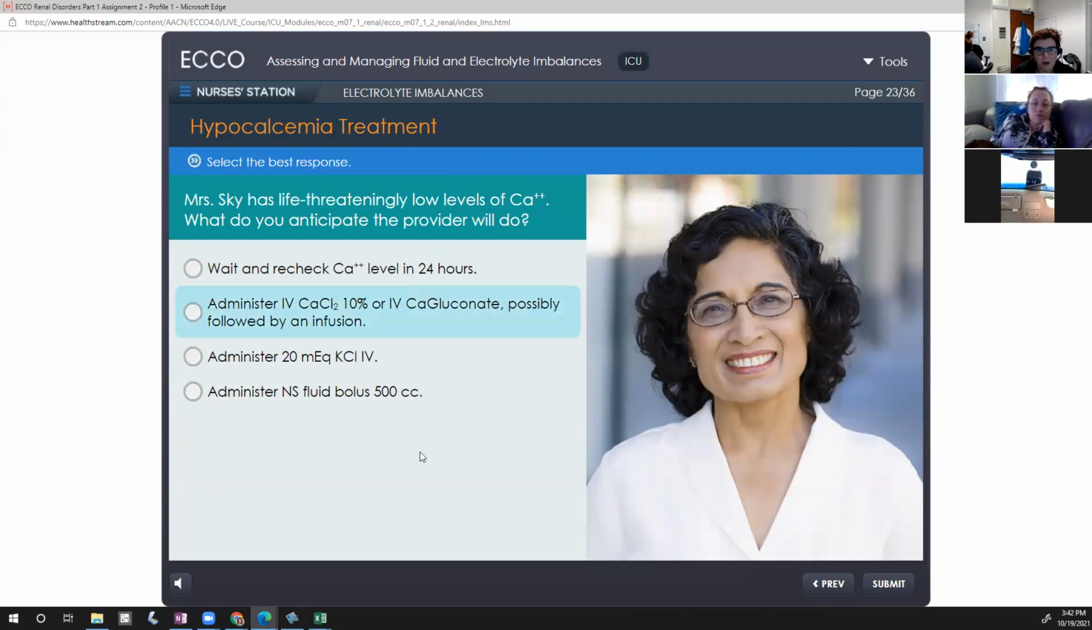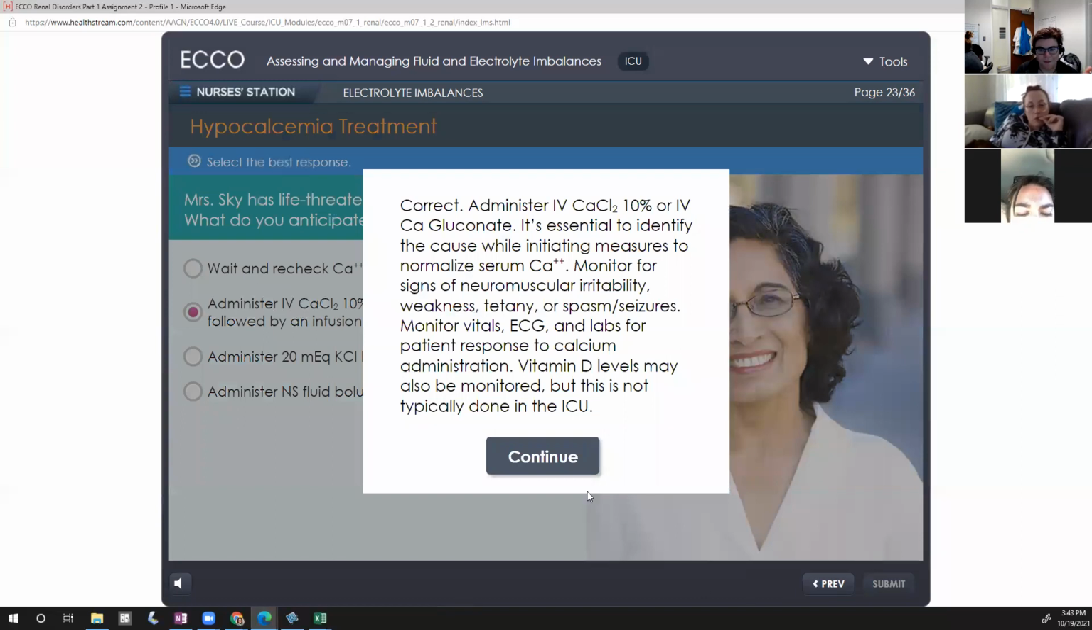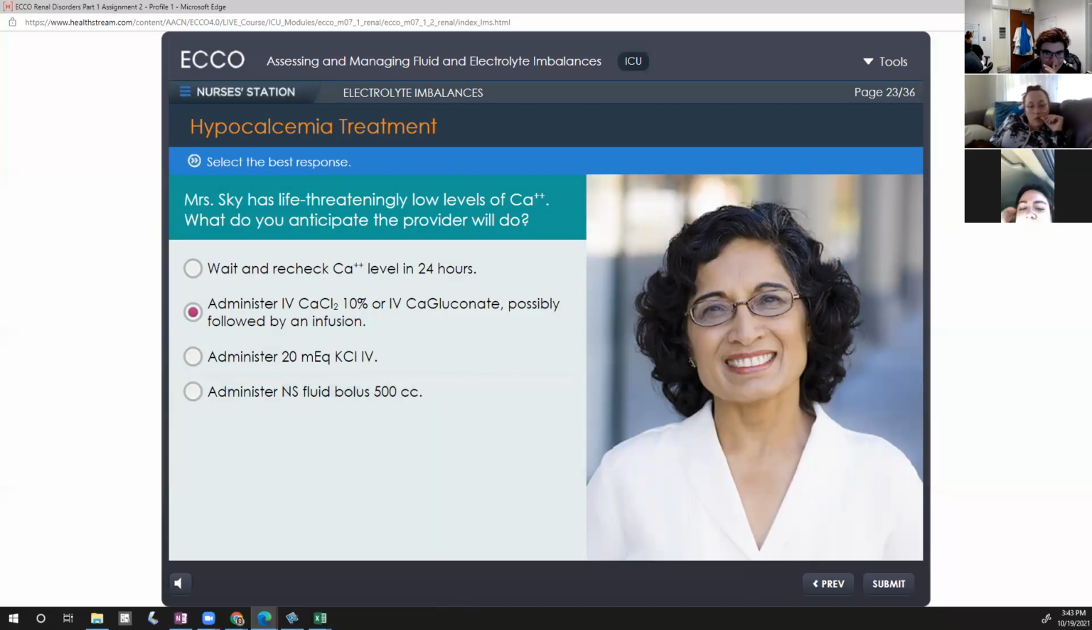And so if you've got a patient who has got a low calcium level, what would you expect to do for this patient? The second one. Yep, we want to fix it. Nothing else in that list is going to fix it.